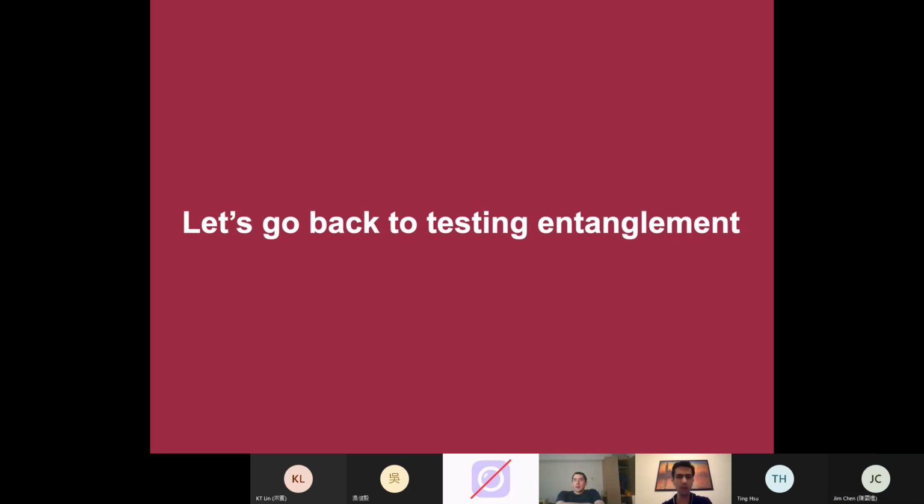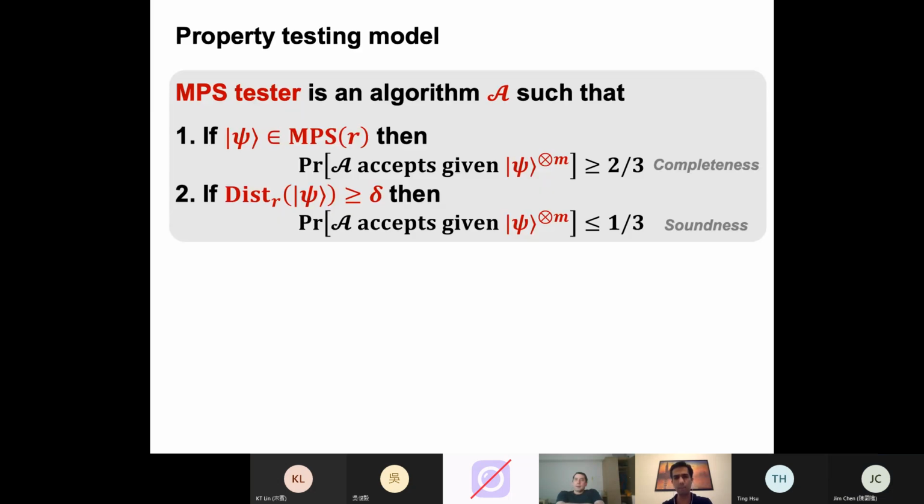Okay, so that was all about introducing matrix product states. Now let's go back to the property testing model we had. To test entanglement, our goal is to design an MPS tester, which with high probability correctly decides if a state is an MPS of bond dimension R, or if it is far from any state in MPS R.